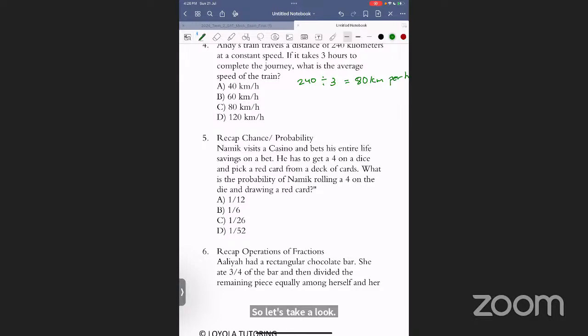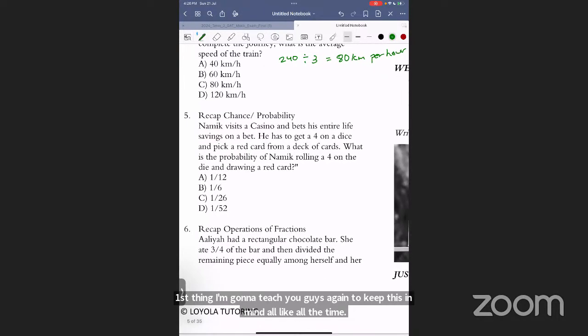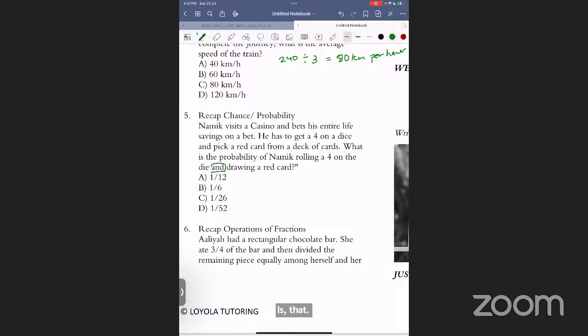The first thing I want to teach you guys, to keep in mind all the time, is that in probability, whenever you see the word and, when you have to have two things happen at the same time, and is always multiplication. If you have the word or, it means add.